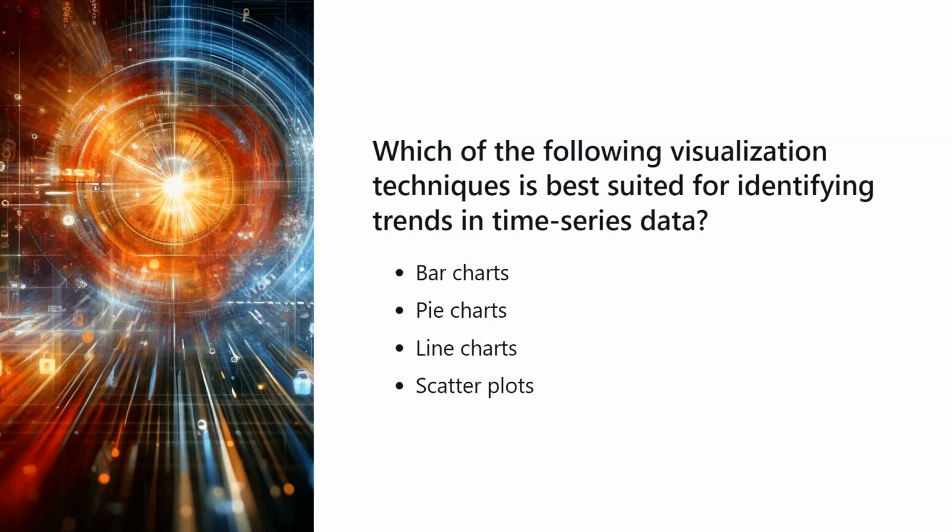Alright, now moving on to the next question. Which of the following visualization techniques is best suited for identifying trends in time series data? Bar charts, pie charts, line charts, scatter plots. Before we reveal the answer, pause and reflect on it. The accurate response is line charts. Let's now explore why this is the correct answer.